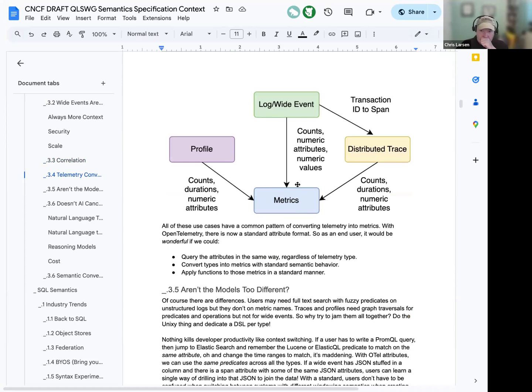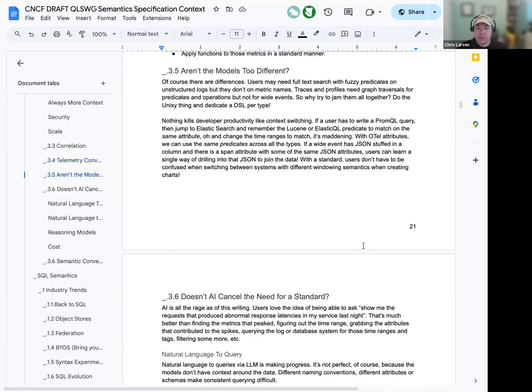Profiles. Again, wide events can be turned into traces. Traces can be turned into metrics. Events turned into metrics. Profiles, metrics, etc., etc.